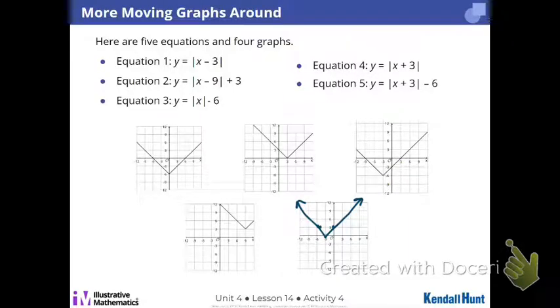Do you see how that matching's kind of nice once we understand the rules? It's kind of fun, a little puzzle. I like it. Awesome.